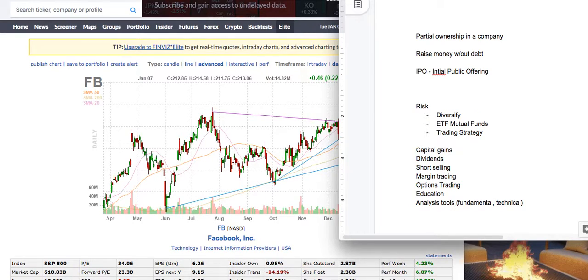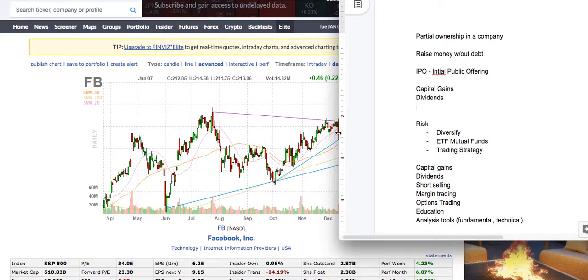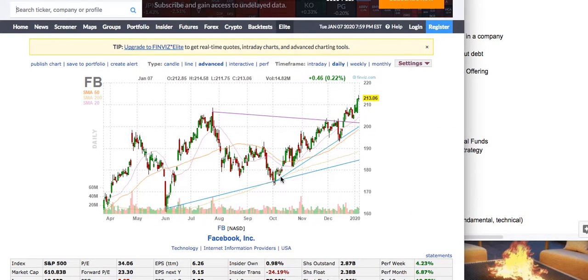And one of the two different ways to make money in a stock is through either capital gains or dividends. Let's see if I can spell today. Capital gains or dividends. So capital gains is capital appreciation.